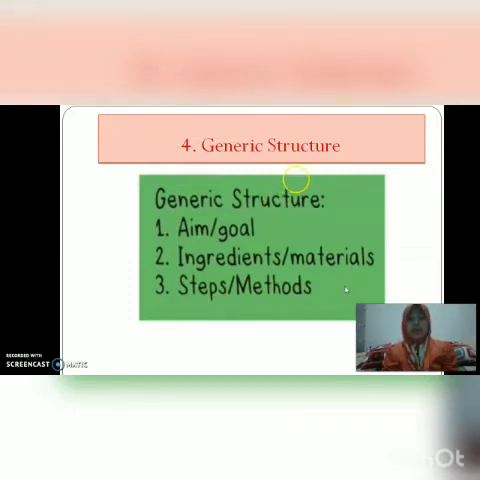And then ingredients. Ingredient is you have to write briefly what ingredients or what are the material you use in that procedural text. And the last one is steps or methods. Okay, they are the general structure.